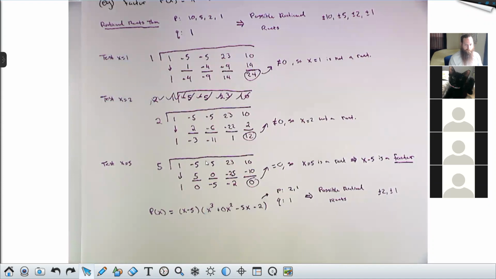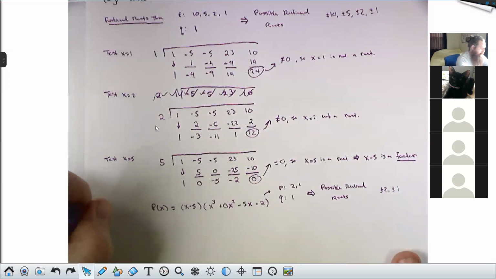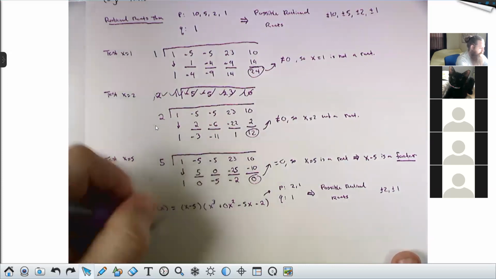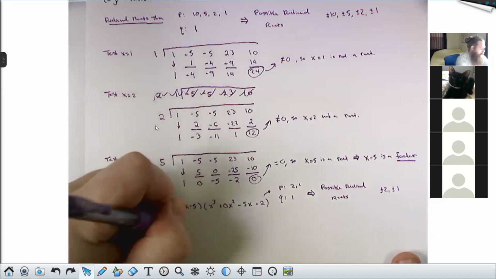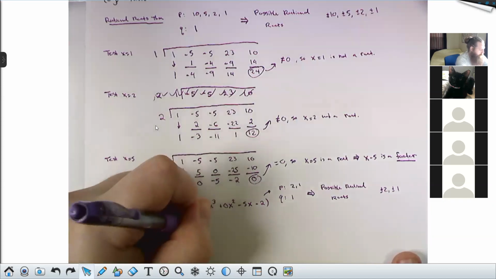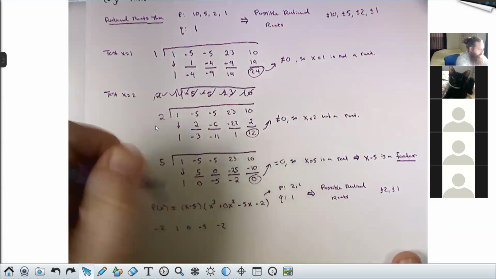And if 2 was a root of this, then it would have also been a root of the original. Since neither of them are roots of the original, neither of them could possibly be roots of this guy. So I only need to check -2 and -1 because I've already tested the 2 positive ones. So if I test -2, the coefficients of this new polynomial I'm working on are 1, 0, -5, and -2.